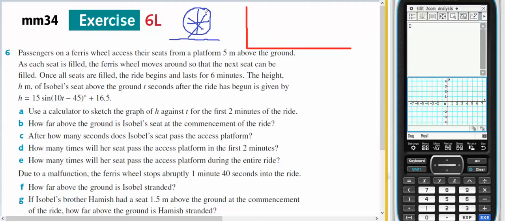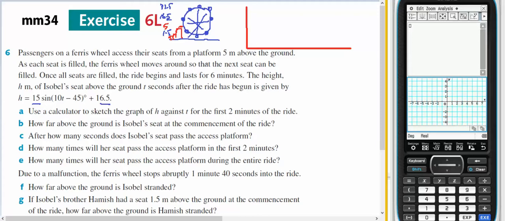And here's the ground. So there are pods or cabins that you can sit in on the Ferris wheel. And I know the rule of the Ferris wheel is this. So dead middle is 16.5. It goes up and down 15, so down to 1.5 and up to 31.5. And there must be some sort of access here, and people come up here and they get on at 5 metres.